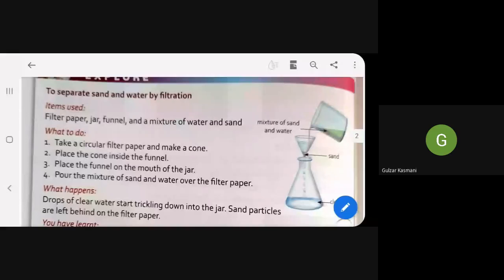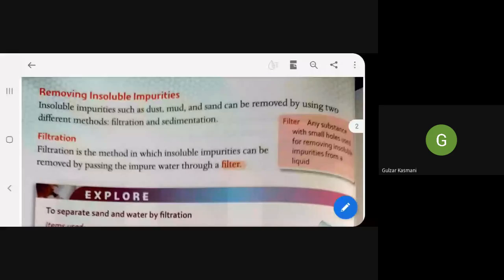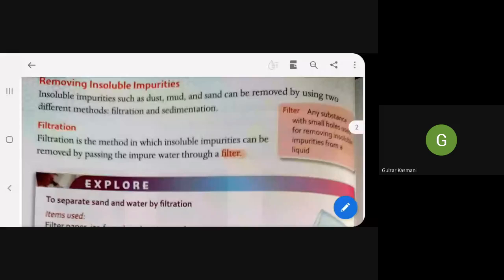Filtration. Very nice. Filtration and sedimentation. Okay. So if we want to remove insoluble impurities from the water, here two methods were explained. Yesterday, filtration, correct? Now today let's see about sedimentation.